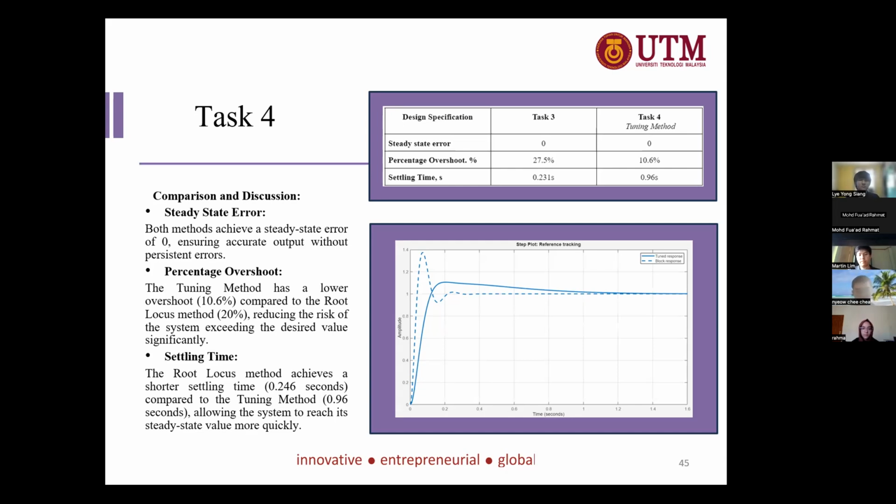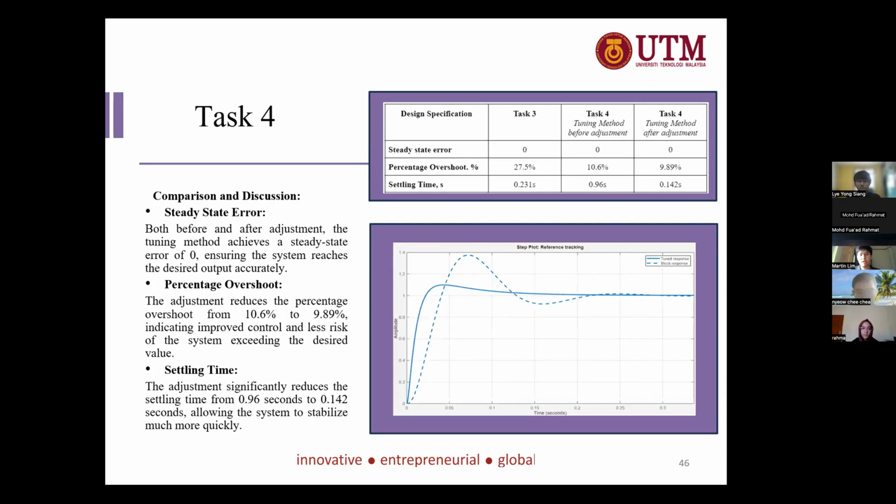So in order to improve the settling time, we adjust the response time and the behavior in the control panel of the PID, and the results show that, comparing before and after, the percentage overshoot is decreased from 10.6% to 9.89%, and the settling time is decreased from 0.96 to 0.142, which the final result shows that the best performance is improved more compared to task 3 and before the adjustment of the time.